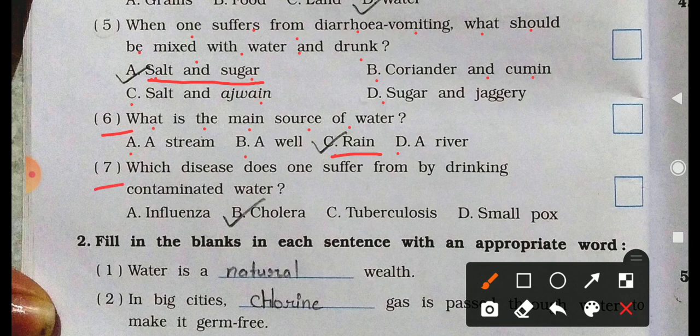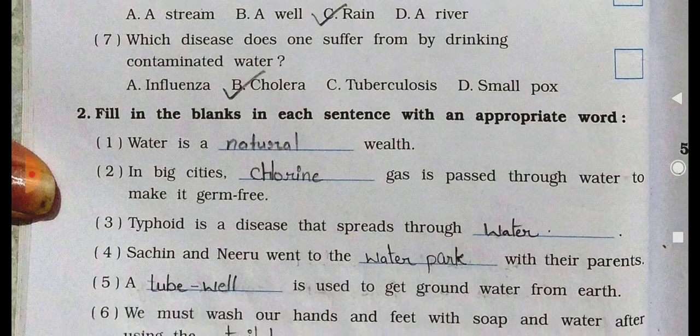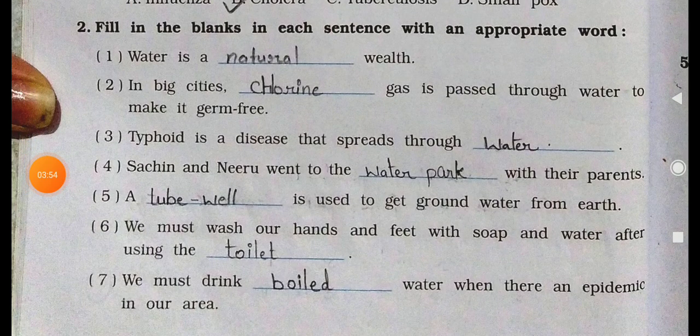It's the main source. Seven, which disease does one suffer from by drinking contaminated water? First option A, influenza, B, cholera, C, tuberculosis, and D, smallpox. So B is the right answer. Here's a given box. So here you have to write your right answer alphabet in a capital letter. Then after, see the question number 2.